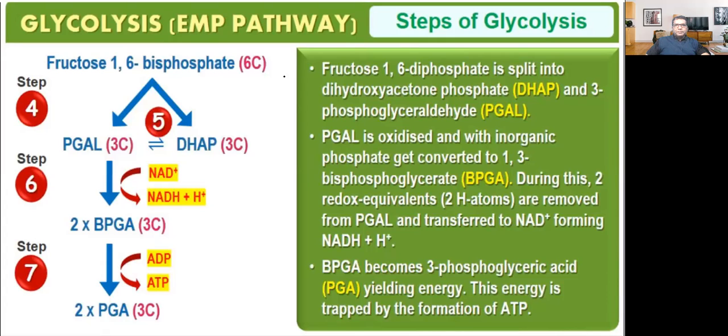In step number 4, fructose 1,6-bisphosphate, which contains 6 carbons, splits into PGAL and DHAP. PGAL stands for phosphoglyceraldehyde. PGAL means what? Phosphoglyceraldehyde.